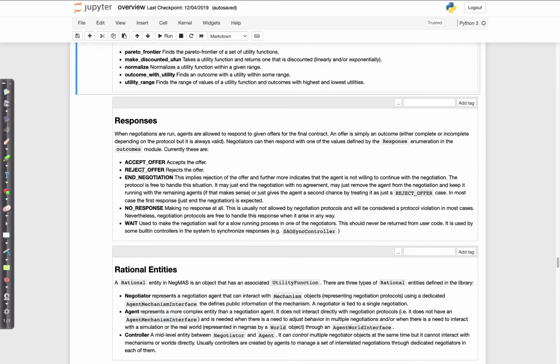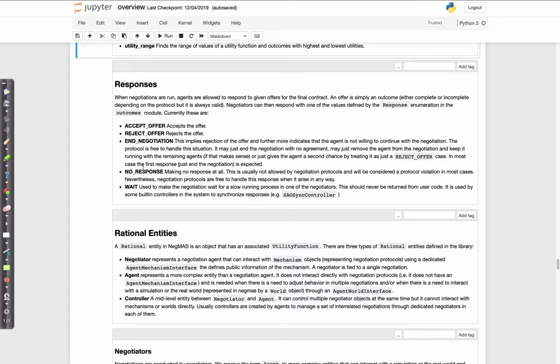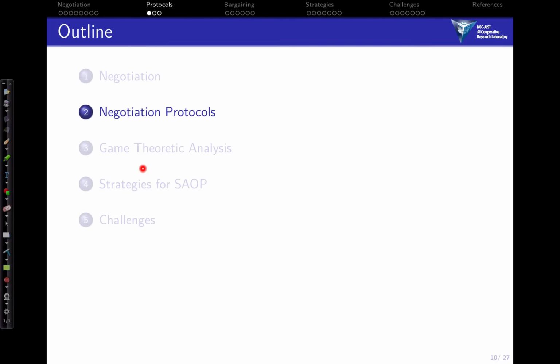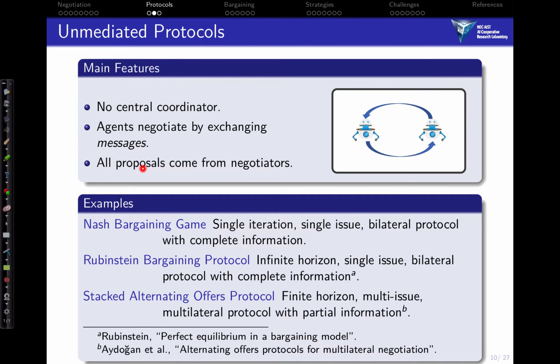Okay. So that's about the utility functions and outcome spaces, and let's go back to the rest of our tutorial. I'll speak about negotiation protocols now. And as we said, there are unmediated and mediated protocols. The most important feature of unmediated protocols is that there is no central coordinator. There are some exchanges that happen between the two agents, and there is no one else involved. So agents negotiate by exchanging messages, and all proposals come from negotiators. There is no source of proposals other than negotiators.